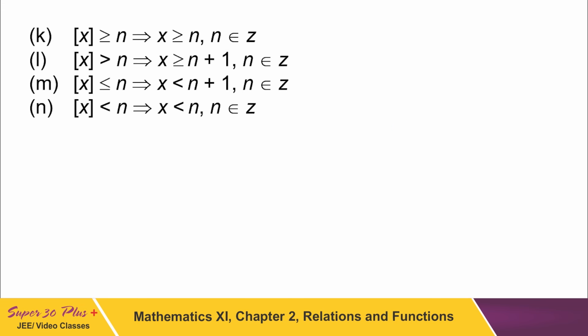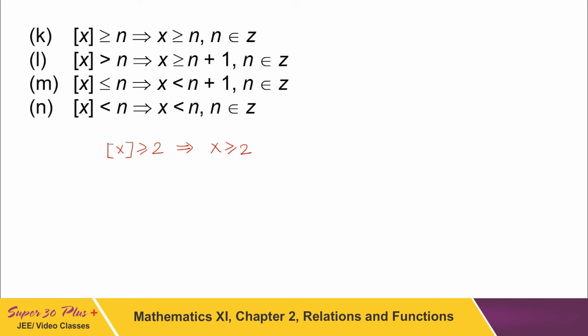Now further, we are going to list some inequalities of the greatest integer function. Inequalities are listed here. What is the meaning of this? Suppose a question is arising like this: greatest integer x greater than or equal to 2. What will be the value of x? X will be greater than or equal to 2. What is the meaning of this?